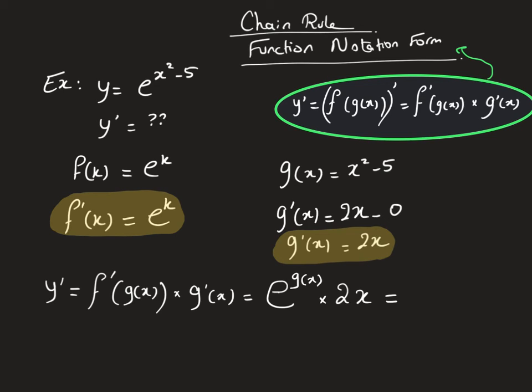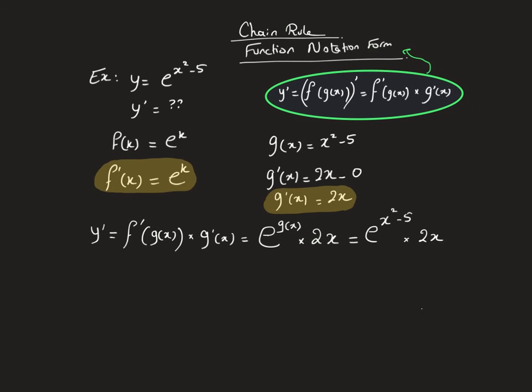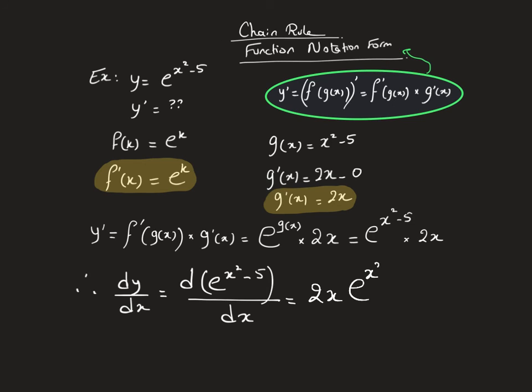Which is equal to, as we all know, y prime should be in terms of x. So I have to substitute g of x by x squared minus 5. E power x squared minus 5 times 2x. Therefore, dy by dx, which is the derivative of e power x squared minus 5 with respect to x, equals 2x e power x squared minus 5.